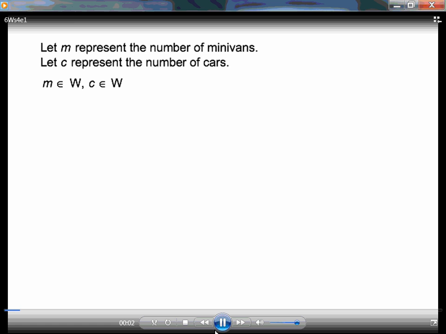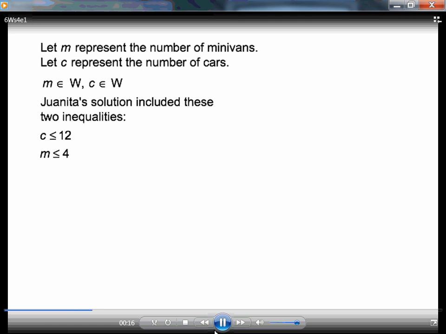I defined the variables I needed for my solution. I used M to represent the number of minivans and C to represent the number of cars. Both M and C must be whole numbers because fractions and negative values don't make sense in this context. I wrote the 2 inequalities that Juanita used in her model. C is less than or equal to 12, and M is less than or equal to 4. I knew that these 2 inequalities would not change because they are not affected by the number of team members.